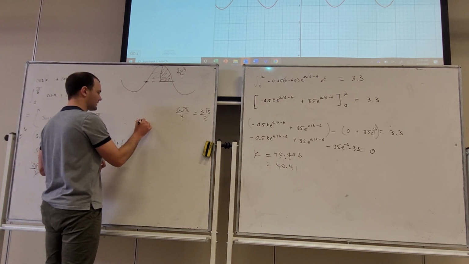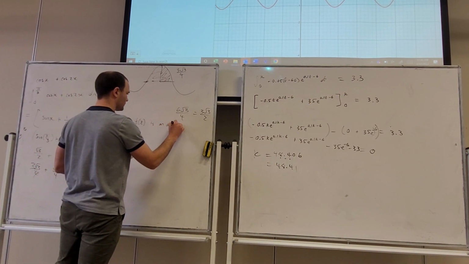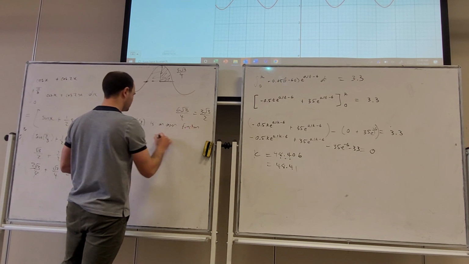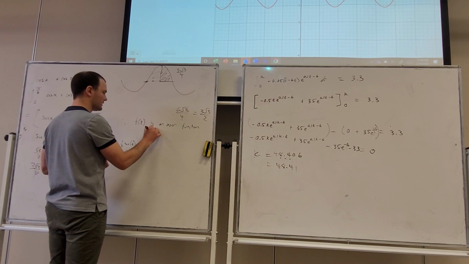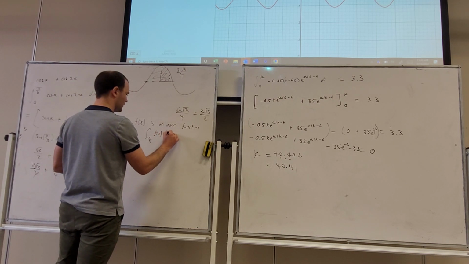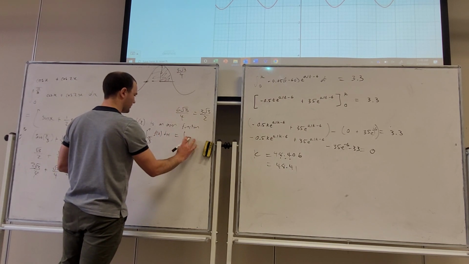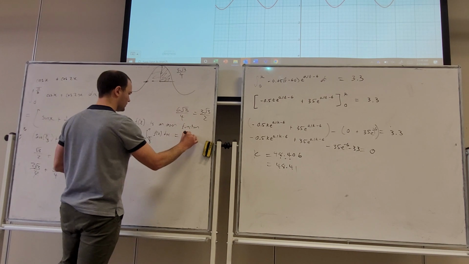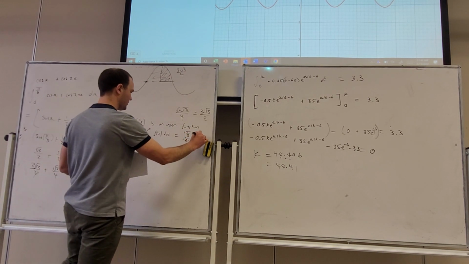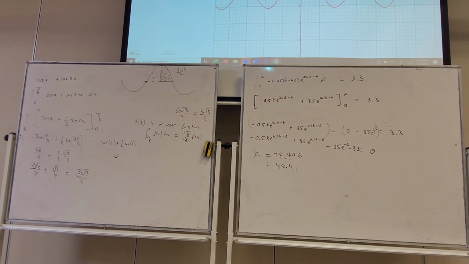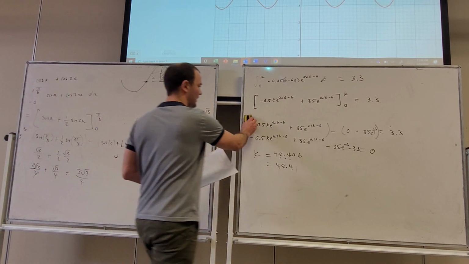Because f of x is an even function, the integral from minus pi on 3 to 0 is equal to the integral from 0 to pi on 3. So something like that would be appropriate. The graph is shown below. Find the exact value of k such that this function has a minimum value. Find the exact value of k such that the function has a minimum value.